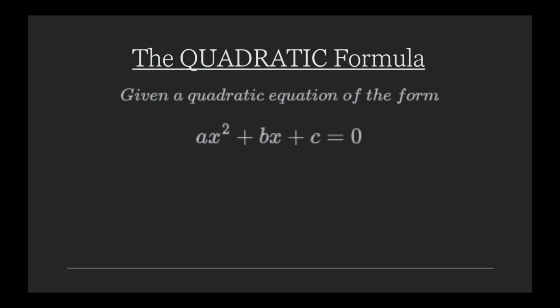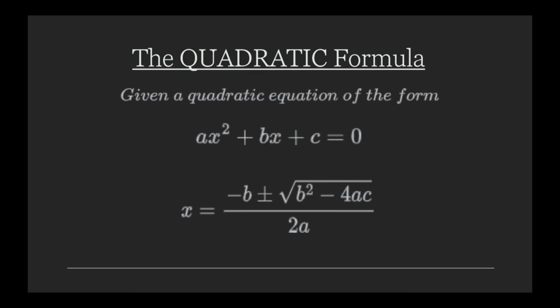Now to give an official definition, given a quadratic equation of the form ax squared plus bx plus c is equal to 0, we have x is equal to negative b plus or minus the square root of b squared minus 4ac all over 2a.